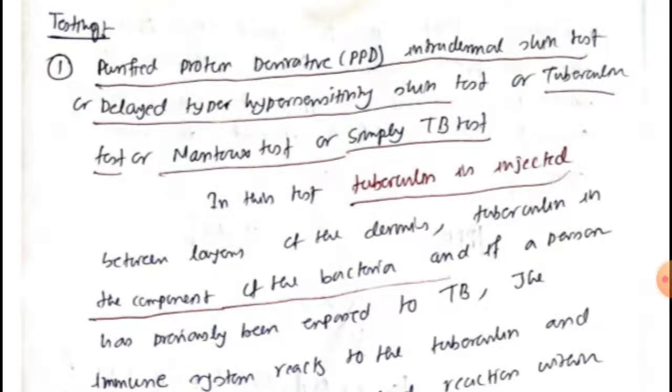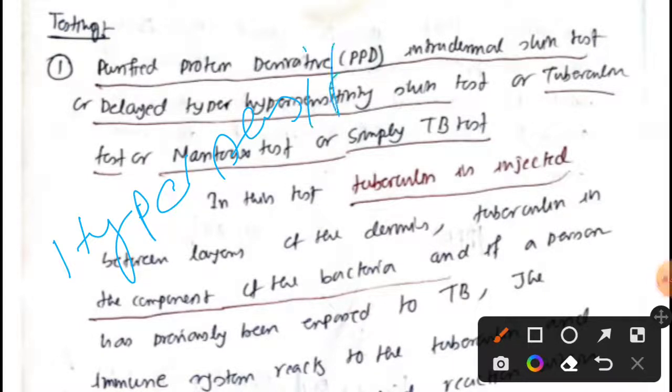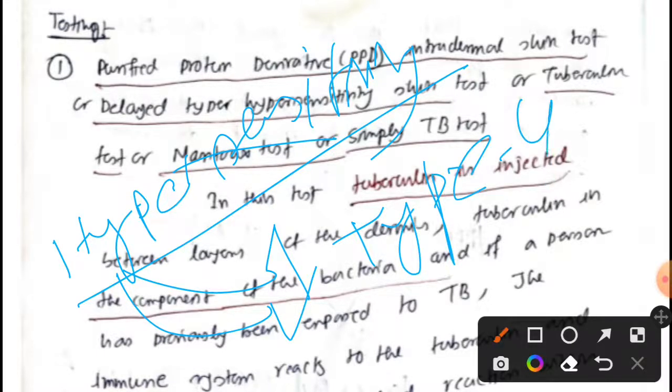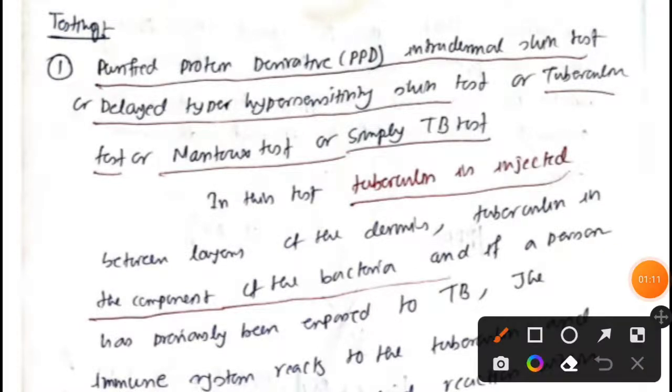Before talking about the Montoux test, I want to talk about hypersensitivity. Hypersensitivity is an immunological reaction that occurs during secondary exposure to a pathogen. For now, you only need to remember this much. The Montoux test is an example of a type 4 hypersensitivity reaction, which is also in the class of delayed type hypersensitivity.